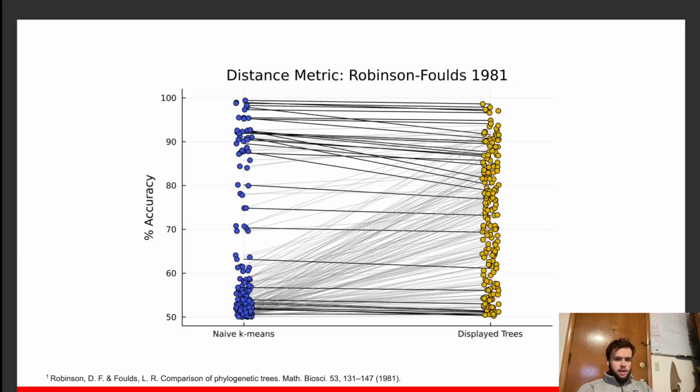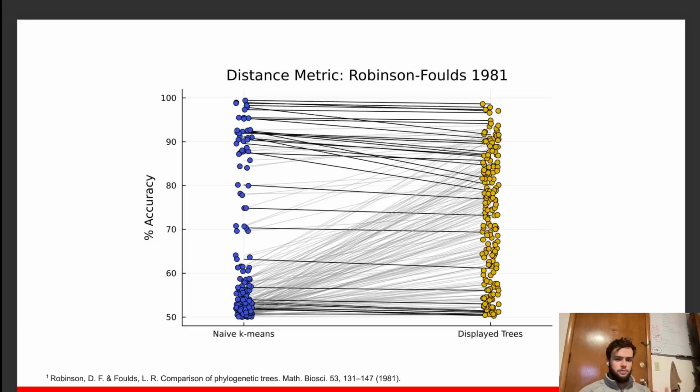So it might seem like there's not much hope here for our pairwise distance k-means approach, but that's not actually the case. If we look here at the displayed trees outcomes, we see that it's pretty uniform between 50 and 100. It's very well spread within that range. Whereas for the naive k-means outcomes, there's this big gap in the middle where there's only something like 10 points between 65 and 85, whereas there's something closer to 50 for the displayed trees, right?